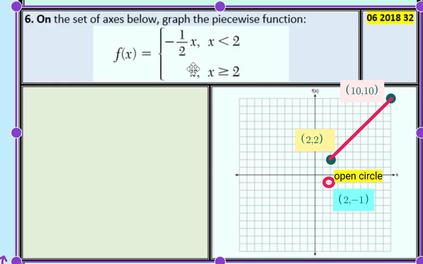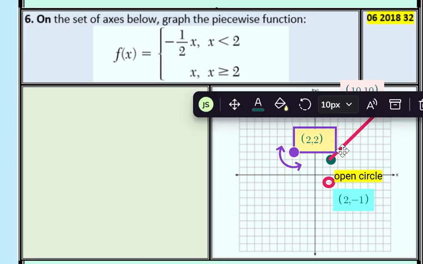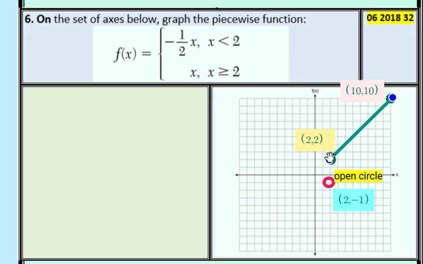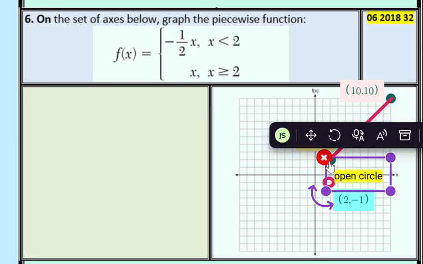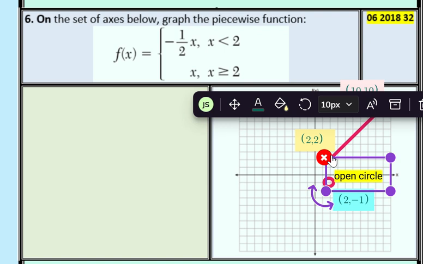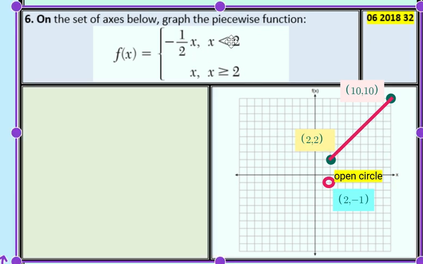Now, our distinction about the open circle. My function f of x equals x when x is greater than or equal to 2 means that I've got an equal sign at the point 2, 2. Since I have that equal sign, this circle is closed. But up here, for the negative 1/2 x, that function has a less than sign only. So that open circle goes with the less than symbol. So therefore, this is not a point on my graph. It's merely a placeholder.